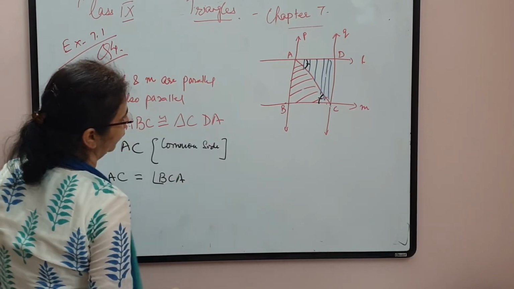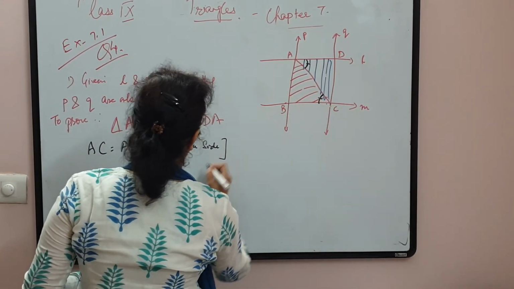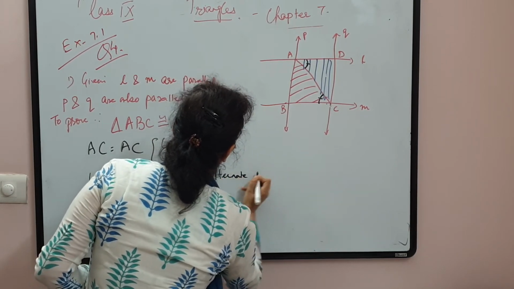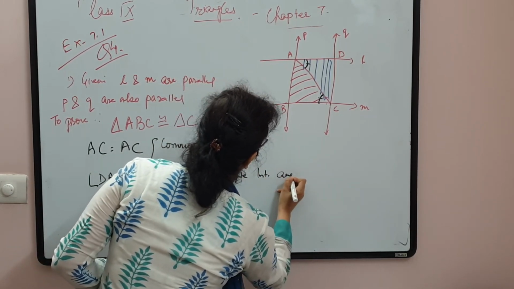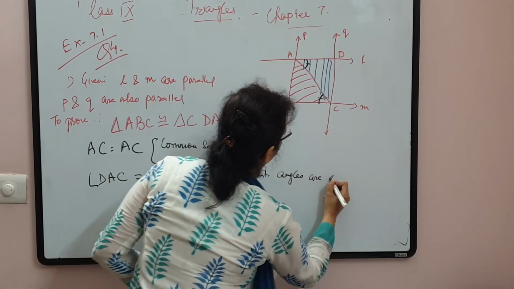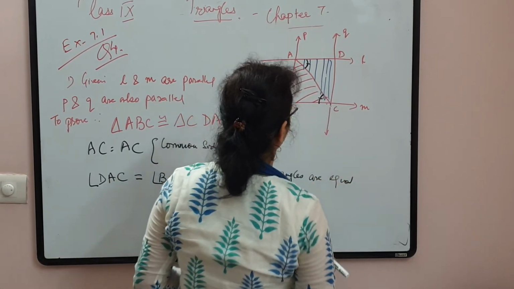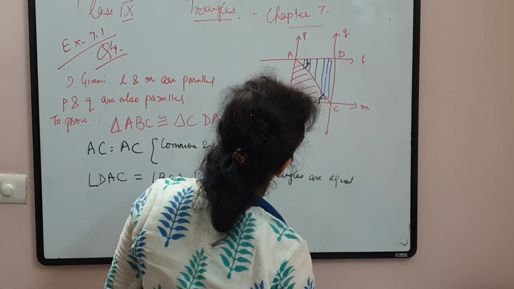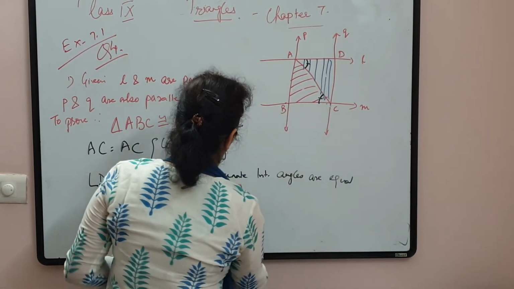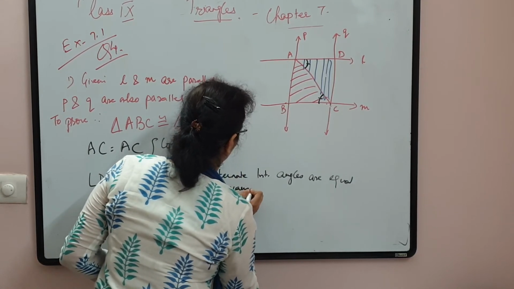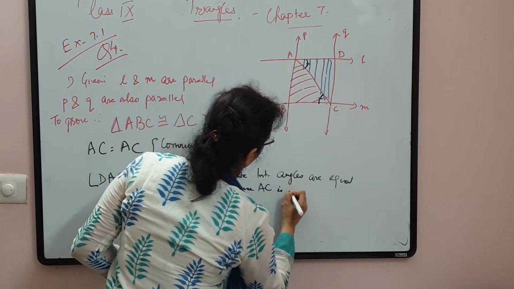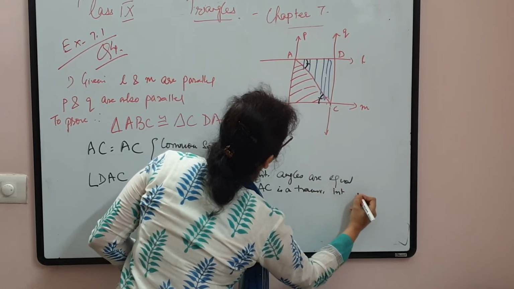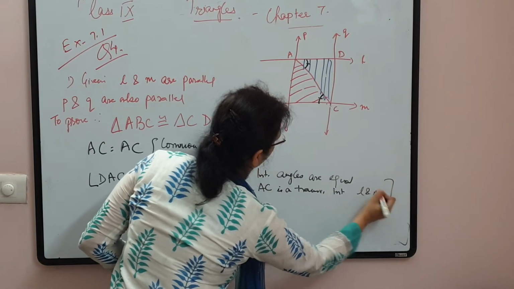Why are these two angles equal? Alternate interior angles are equal. How are they alternate interior angles? Because AC is a transversal intersecting L and M, which are parallel.